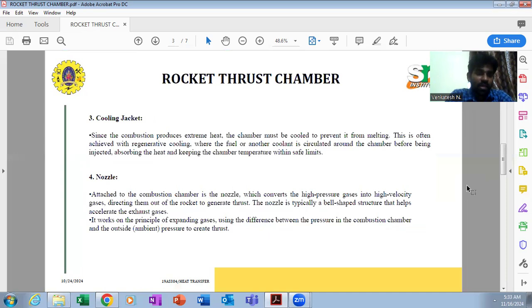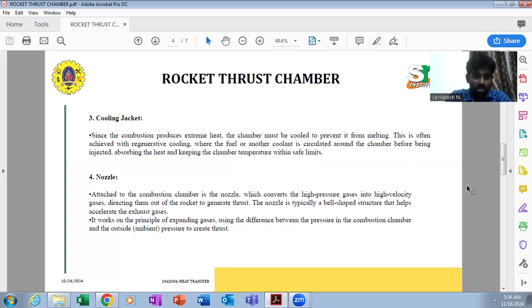Cooling jacket. The combustion process generates extreme heat. The chamber must be cooled to prevent it from melting. This is often achieved with regenerative cooling, where the fuel or another coolant is circulated around the chamber before being injected, absorbing the heat and keeping the chamber temperature within safe limits.